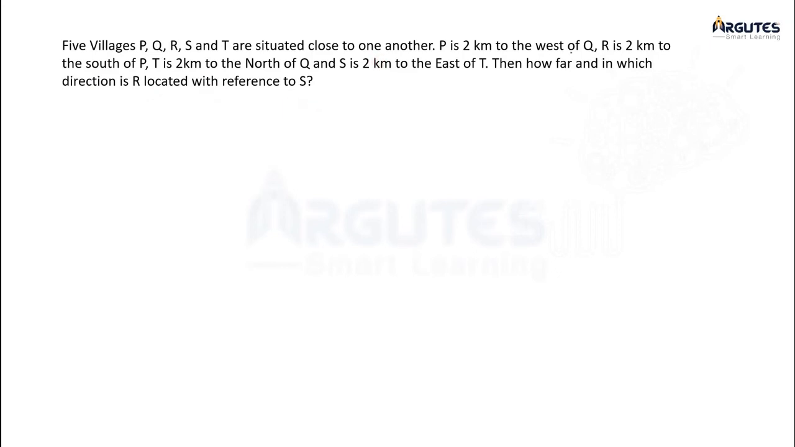So, what should I find? I should find the distance and also the direction with reference to S. Now, let's trace the path. 5 villages P, Q, R, S and T. P is 2 kilometer to the west of Q. So let us assume Q is here. P is 2 kilometer to the west of Q. Is it clear? So this side, west, is the left side.